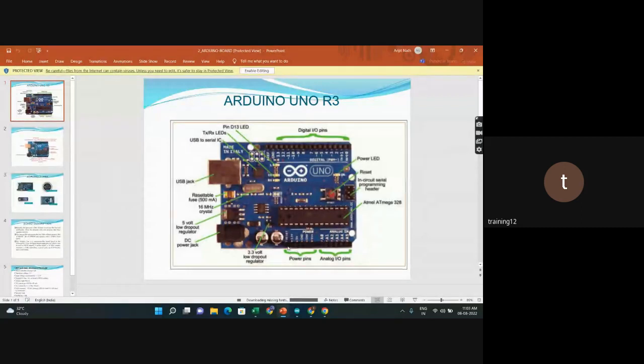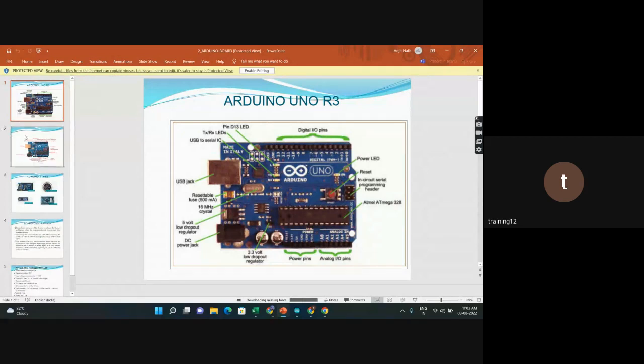Here you see the reset pin, 3.3 volt, 5 volt, ground pins, 2 ground pins, then one Vin, and analog input pins here. So there are 6 analog input pins and 14 digital pins, and 6 PWM pins among these digital pins.